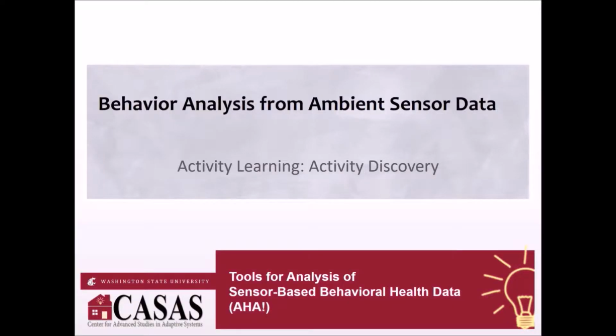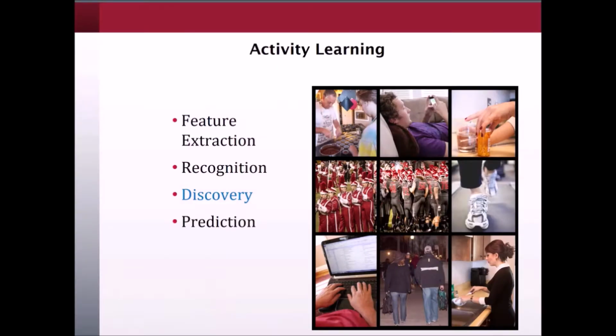In this module, we will continue our discussion of behavior analysis from ambient sensor data by talking about activity discovery. Recall that in the previous modules, we looked at different aspects of activity learning, including extracting features from windows of sensor data collected from ambient sensors. Each one of those feature vectors constitutes a data point that we can use for activity recognition. And in this module, we will use those data points for discovery of activity patterns. In the next module, we will talk about how to use them to predict occurrences of specific activities.